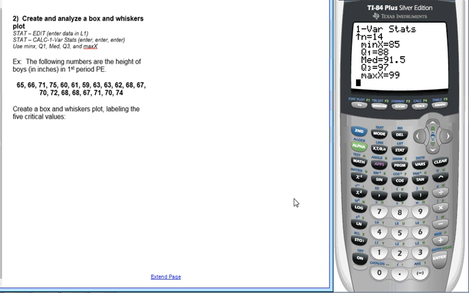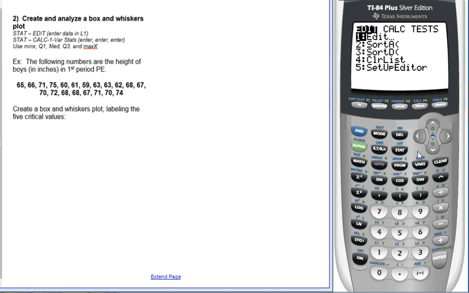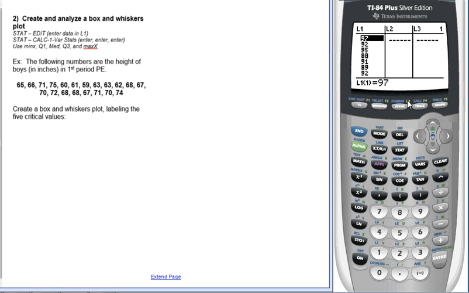Okay, now box and whisker plots. To do box and whisker plots, again, I see all this data, so I know I'm going to hit my stat button. I'm going to enter in my data, which means I've got to clear out my data first. So I go up to the top, hit clear enter, and now I'm going to enter everything in.